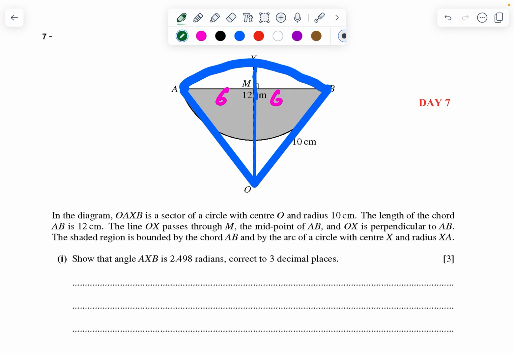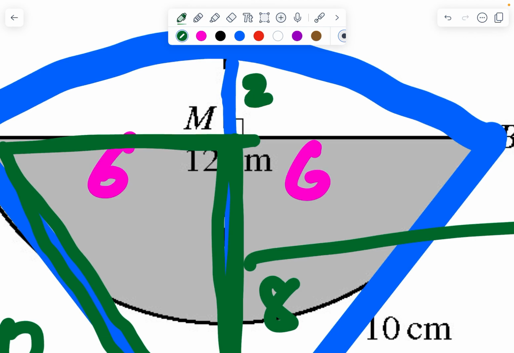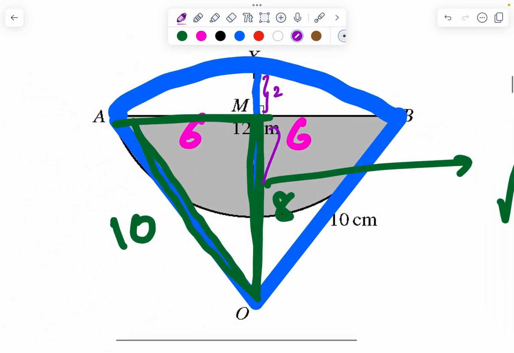First I need to find OM. What is the length of OM? So over here, I'm going to take this particular triangle. We know this length is going to be 10. By Pythagoras theorem, this line will be the square root of 10 square minus 6 square, which is 8. If that is 8, this length is going to be 2. And this length, we just got it as 8.